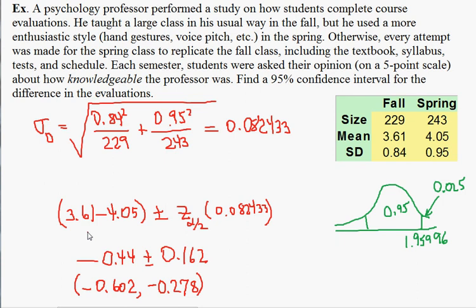So that is our 95% confidence interval for the difference in the evaluations. Clearly, 0 does not fall in this interval, and so we would think that there's actually a real difference between the fall and spring semesters based on the way that the professor taught the class.